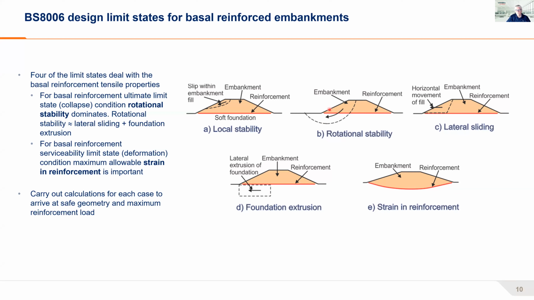Now, the thing here, this rotational stability, this is normally the critical one when it comes to determining the load in the reinforcement, and it dominates. And if you look at this, the rotational stability is approximately equal to the horizontal outward sliding component, which is effectively this component on top here, and the foundation extrusion component, which is this component down beneath. So normally it's the rotational stability that dominates the determination of the load required in the reinforcement for stability.